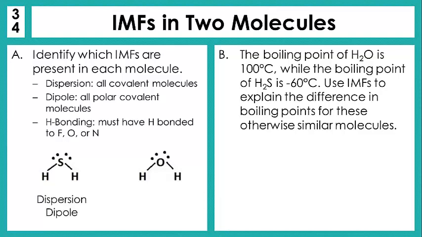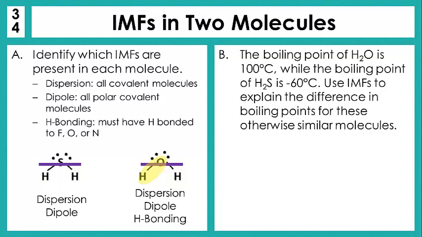So the first one, H2S, is going to have dispersion because we have nonmetals, it's covalent. And if I cut it in half, it's different on the two sides, meaning we have dipole-dipole. The next one is going to have all three. So we have water, which is covalent. It's also polar. If I cut it in half, it's different on each side. And I have H attached to an O, so it's also going to have hydrogen bonding.